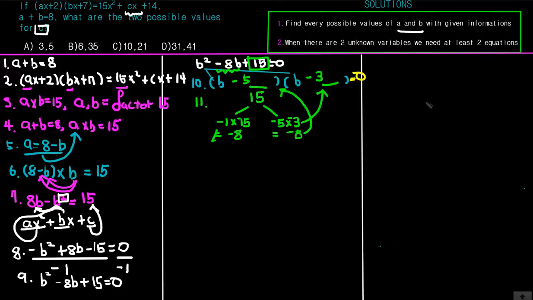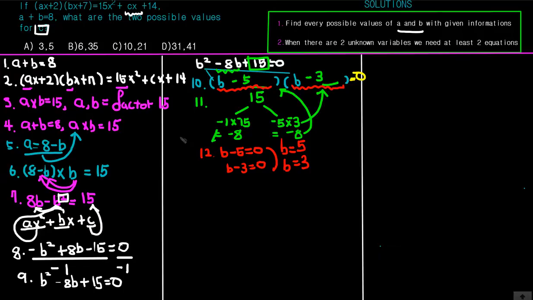That is equal to 0, which means this term is equal to 0, or this term is equal to 0. So we can write that down: b minus 5 is equal to 0, or b minus 3 is equal to 0. So in order to find the value of b, we can add 5 to both sides. We get b is equal to 5. And then we can add 3 to both sides. We get b is equal to 3.